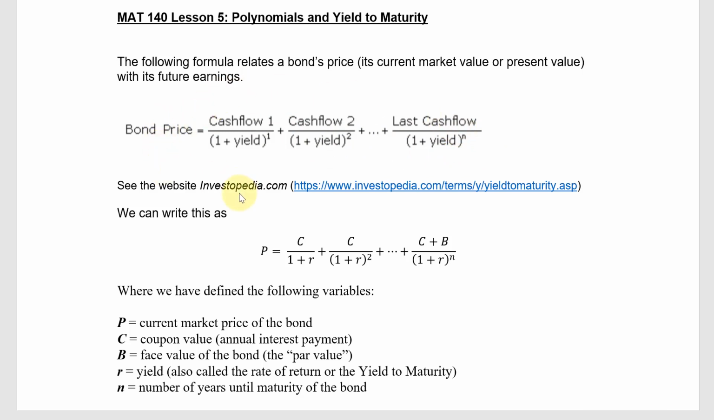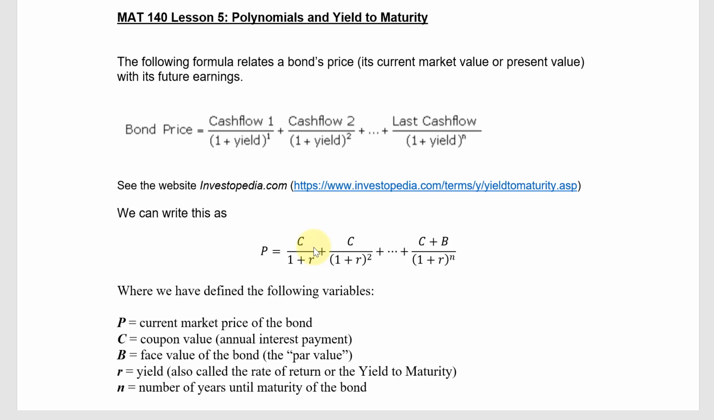This is from a website, investopedia.com. Here's the link. You can Google that to look this up and see how it's written in that context. That's the website where I got the idea for this particular lesson and how it could relate to polynomials. So actually, when I write it this way, it's not really a polynomial in this form, but when I choose to solve for r, I will write a polynomial, and that's where the polynomial comes up.